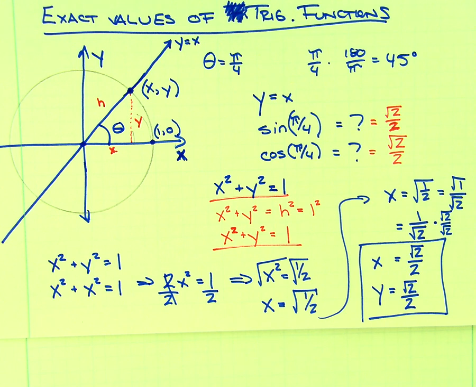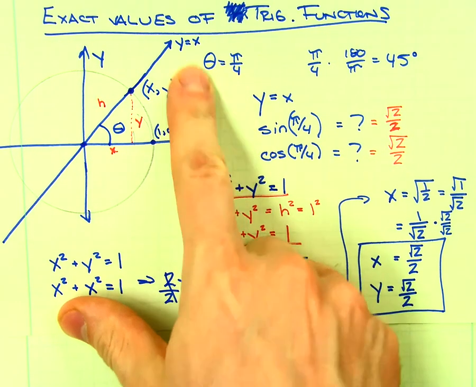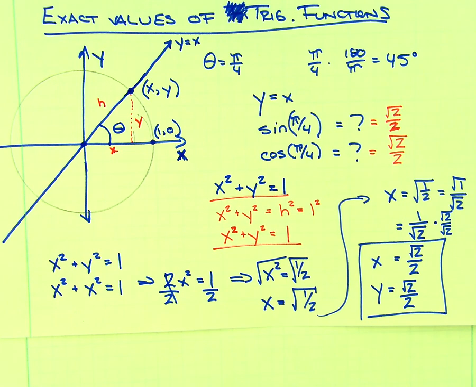Okay, so we'll pick this up in class tomorrow. I want you guys to be comfortable with this and figure out how to find angle measures, or given an angle measure, how to find xy coordinates, particularly with that pi over 4 one. That's going to be pretty critical.